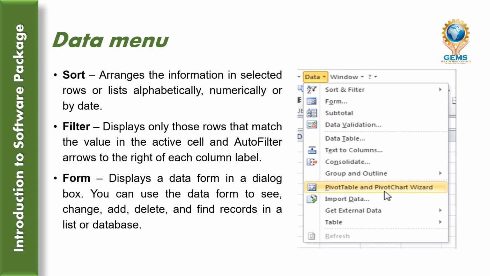arrows to the right of each column label. The Form option helps to display a data form in a dialog box. You can use the data form to see, change, add, delete, and find records in a list or database.